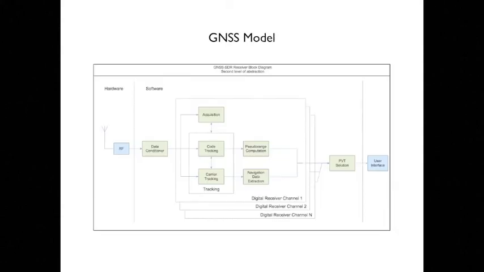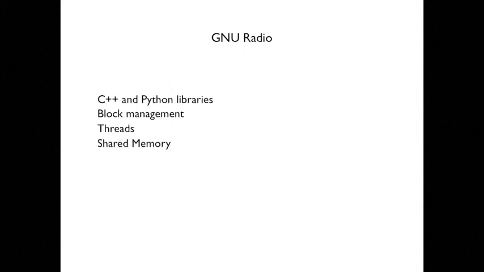Instead of implementing our own channel architecture pattern, we decided to use GNU Radio for that. GNU Radio offers a set of C++ and Python libraries to build SDR applications. These libraries offer implementations for managing blocks, which are transformation modules, their connections with other blocks, threads, shared memory, sample data types, etc. GNU Radio also includes ready-to-use implementations of blocks that are useful in the context of signal processing.